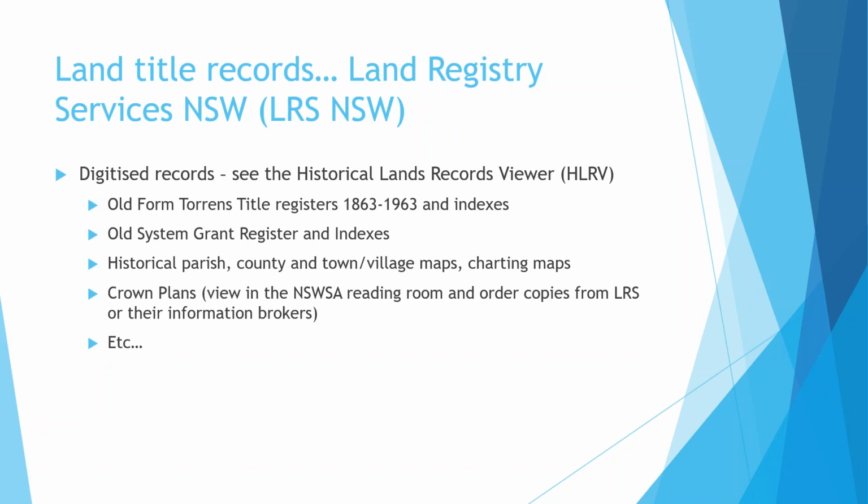They've digitised a lot of land titles records over the years, and they've published those in their database, if you like. It's called the Historical Land Records Viewer. We call it the HLRV. Now, they've published the Old Form Torrens title registers covering 1863 to 1963 and the indexes that go with. We'll talk about those in a second.